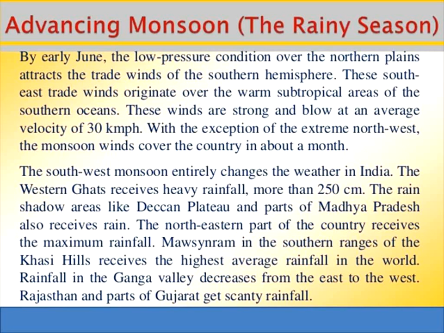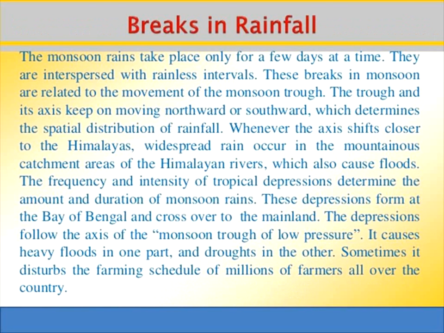Rainfall in the Ganga Valley decreases from east to west, and Rajasthan and parts of Gujarat get scanty rainfall. Breaks in rainfall occur, and the monsoon rain takes place only a few days at a time, interspersed with rainless intervals. These breaks in the monsoon are related to the movement of the monsoon trough. The axis of the trough keeps moving northward or southward, which determines the spatial distribution of rainfall.